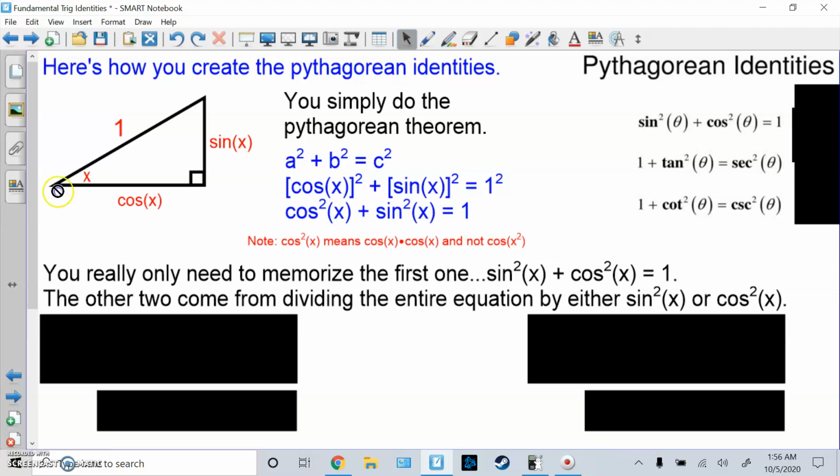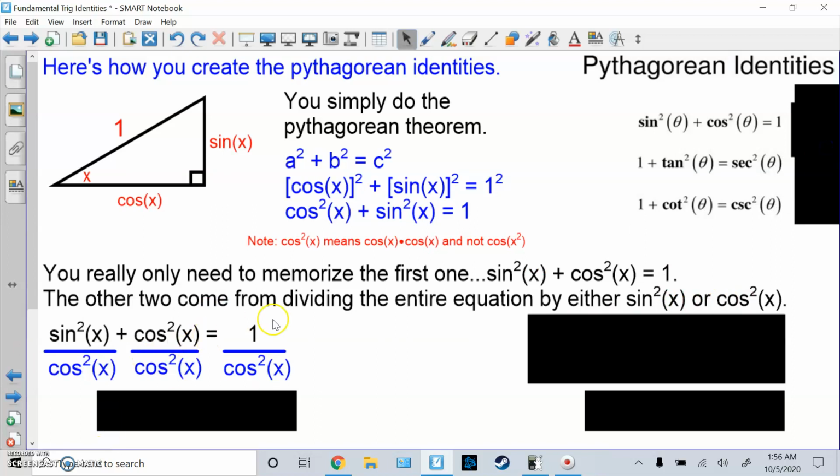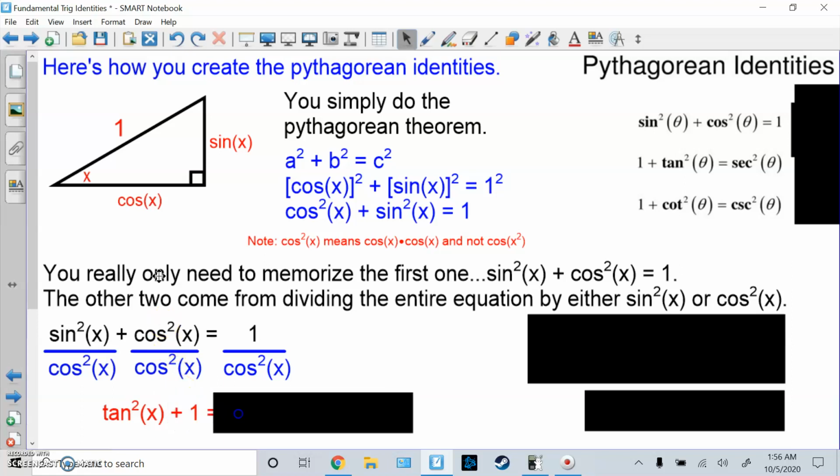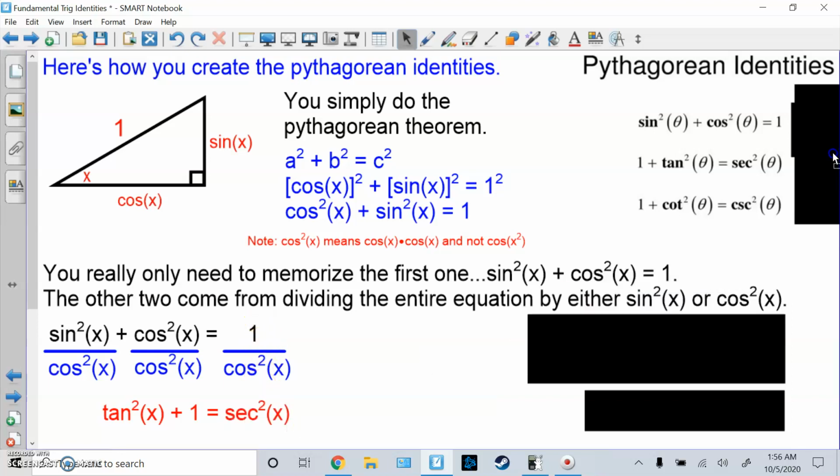Now you only need to memorize the first one, sine squared plus cosine squared equals 1. The other two come from dividing the entire equation by either sine squared x or cosine squared x. So here's the first one. I have the original equation in black, and I divide everything by cosine squared. Well, sine squared over cosine squared, that's opposite over adjacent. That is tangent, but it's squared, so it's going to be tangent squared. Cosine squared by cosine squared is positive 1. Then 1 over cosine squared, remember 1 over cosine is secant, so 1 over cosine squared is going to be secant squared. That's how you get the second one.